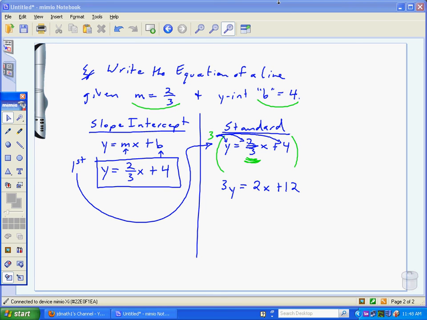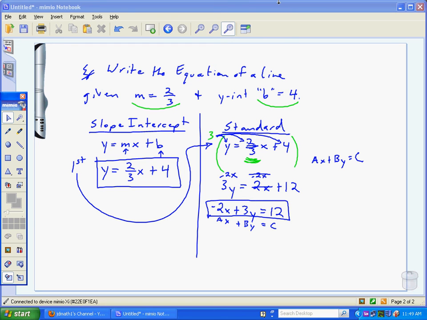Now I'm starting to get closer to standard form. Remember, standard form was ax plus by equals c. So I have to get my x's and y's on the same side. That's pretty easy. I'm just going to subtract the 2x over, like so. It cancels there. So I get negative 2x plus 3y is equal to 12. Done. We're in ax plus by equals c mode. I love it. So there's my answer in standard form.